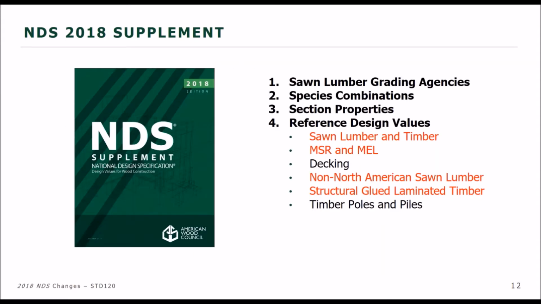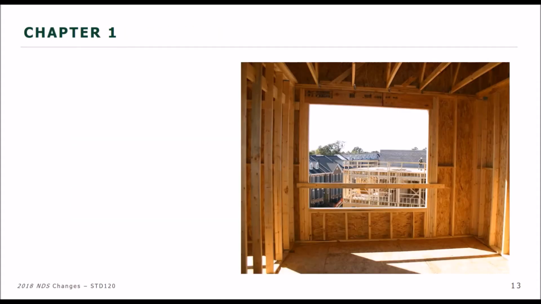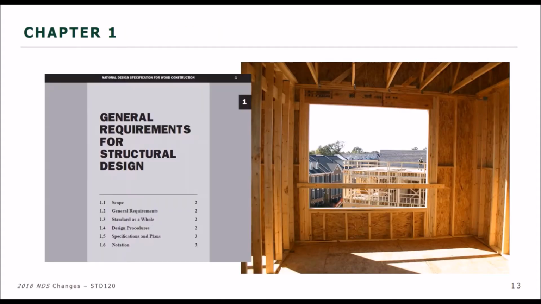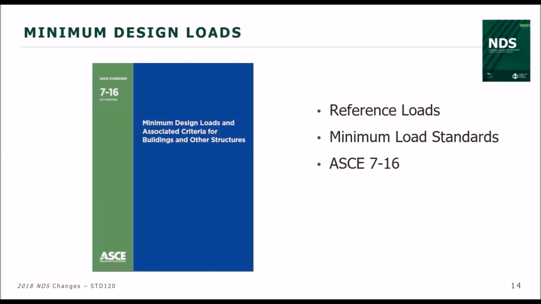And then we get into the supplement, which Buddy will go into in more detail, but we've had some changes related to some reference design values for sawn lumber, MSR, and MEL, and then the non-North American sawn lumber and structural glued laminated timbers. Now, Chapter 1 applies to all wood products, and the change that we have here is the reference to ASCE 7-16 for the minimum loads standard.